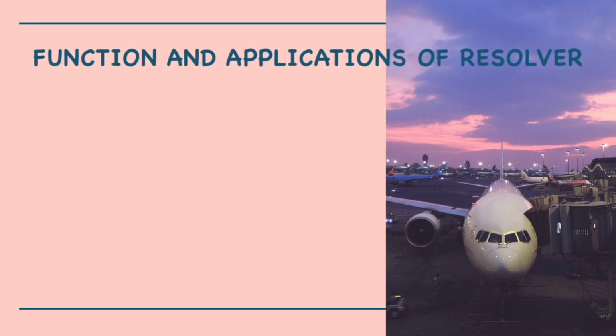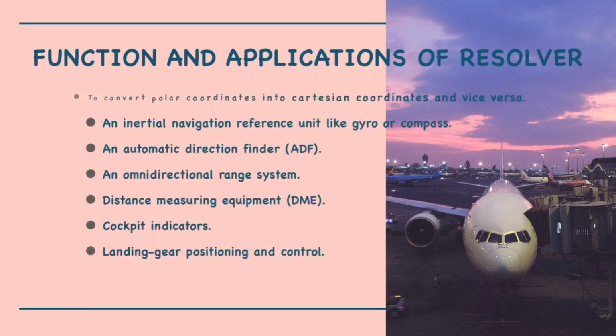After knowing the concept and the mechanism of a resolver, the usage of a resolver will be discussed. A resolver is used to convert polar coordinates into Cartesian coordinates and vice versa. Polar coordinates are the statement of position by a distance and an angle. In contrast, the Cartesian coordinates are the statement of position by x and y coordinates.